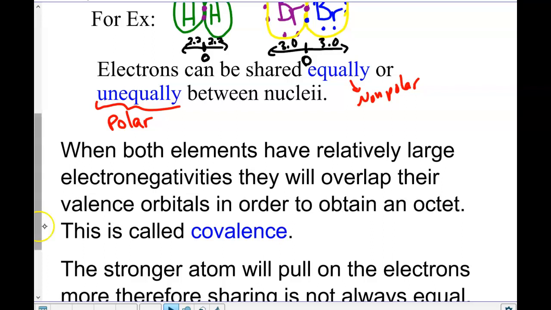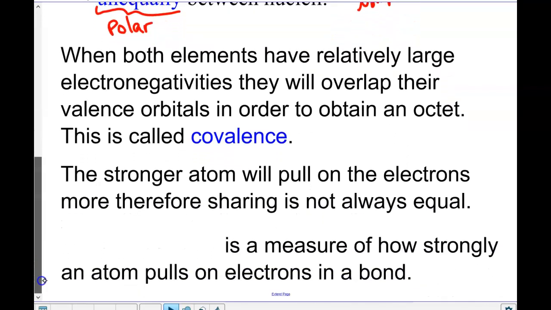But this sometimes does not happen equally. Sometimes there's a difference. There are 2 different elements that are bonded to each other. And when that happens, the stronger atom will pull on the electrons more, therefore sharing is not always equal.